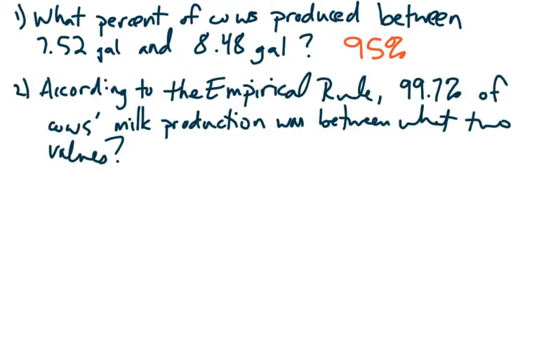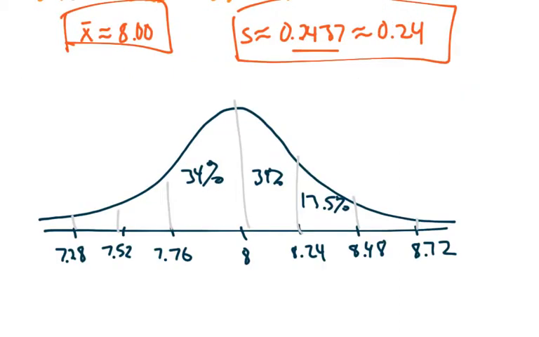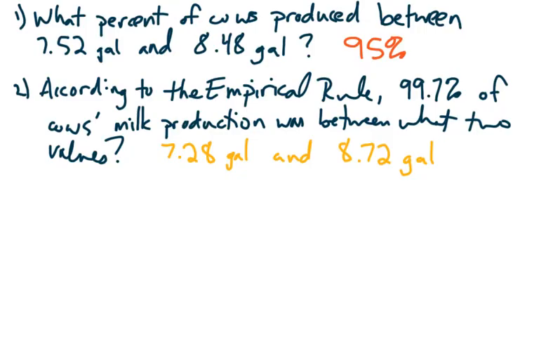Number 2, according to the empirical rule, 99.7% of cows' milk production was between what two values? The empirical rule said that 99.7% of values were within 3 standard deviations. So this, the third part of the empirical rule, says it's between here and here. There we go. 99.7% of cows' milk production was between 7.28 gallons and 8.72 gallons.